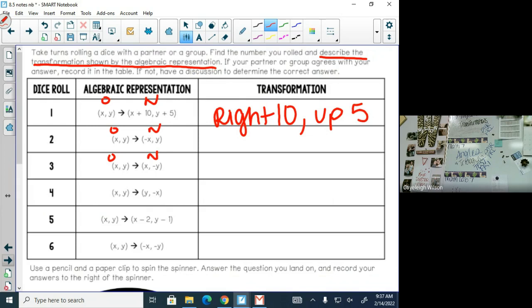All right, looking at number 2, it looks like the X is changing. The X is opposite, Y stayed the same. All right, Frankie? Yes, reflection over the Y-axis.